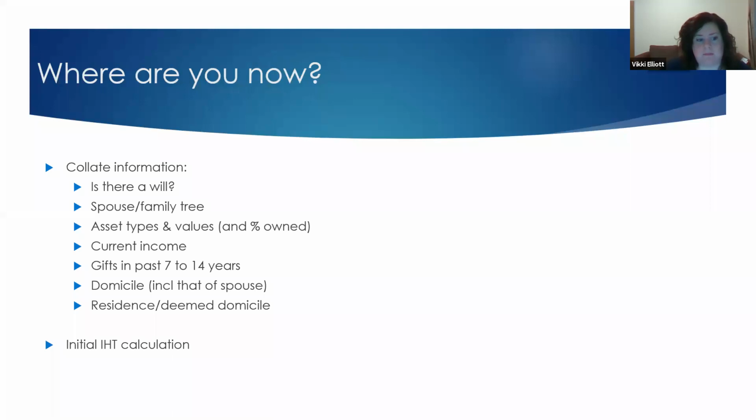What is their current income level? That's quite important. And how much of that income is being spent? How much do they need to live off? What gifts have there been previously? And for some clients, you might also have to think about their domicile, if they've got overseas aspects to consider, and possibly their residence and deemed domicile status. And then once you've got all of that information, you can pull together an initial inheritance tax calculation that gives you an approximation of what the IHT liability would be if they were to pass away immediately.